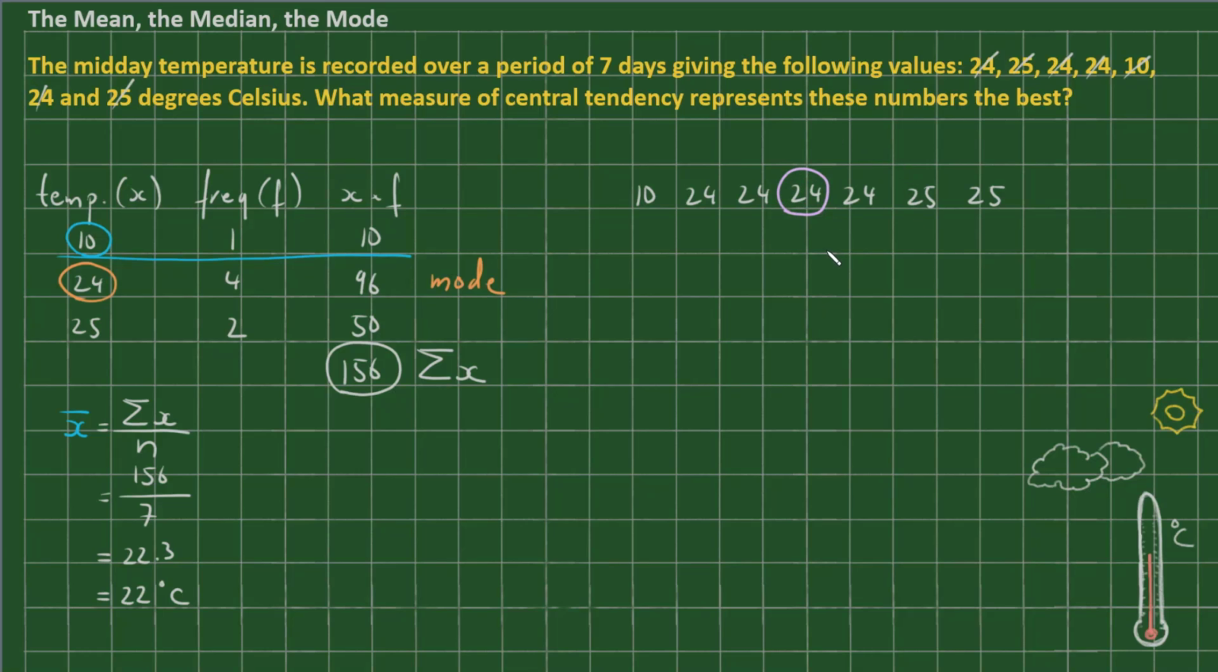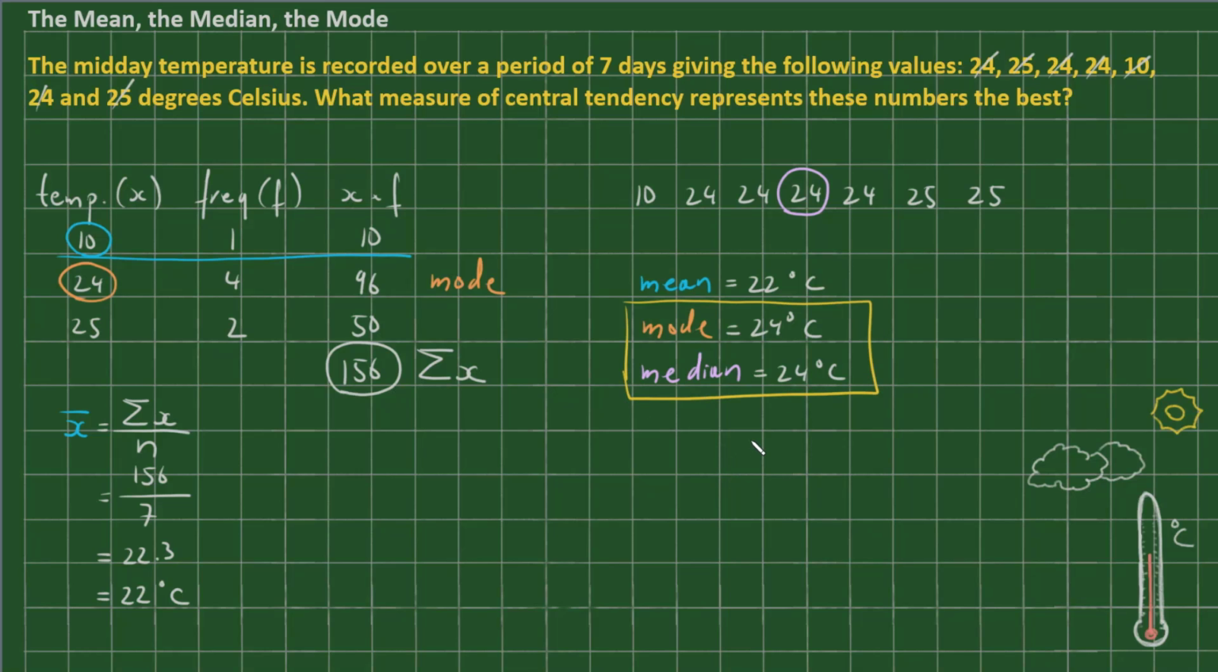So now I can summarize. The mean is equal to 22 degrees Celsius, the mode is equal to 24 degrees Celsius, and the median is also equal to 24 degrees Celsius. It is the mode and the median that represent the data set the best.